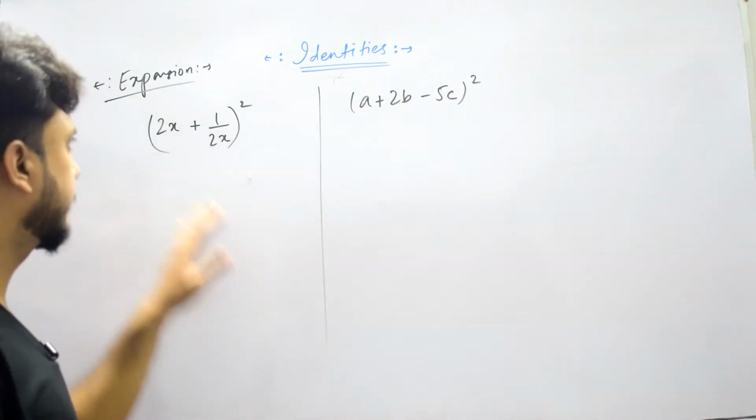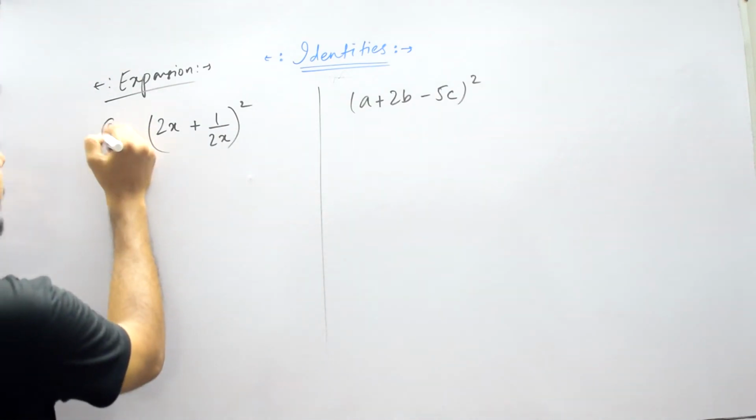Okay, now let us see this question. Basically it is (a plus b) whole square.